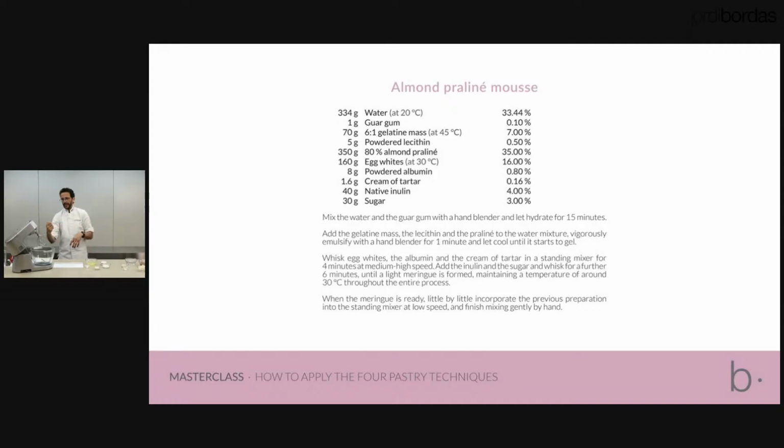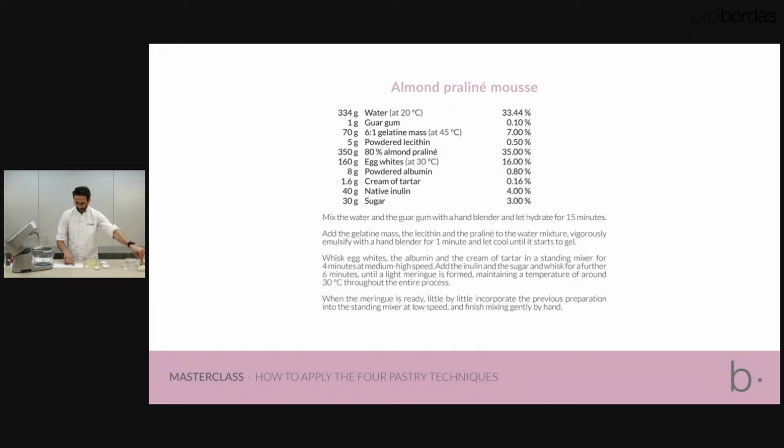During that process, I'm going to heat a little bit the bowl, because when we heat, we bring the meringue to around 30 degrees, and at this temperature, the egg whites are going to develop much better. Then during this time, what I'm going to do is an emulsion. I'm going to melt the gelatin mass until 45 degrees. You have the temperature in each ingredient.